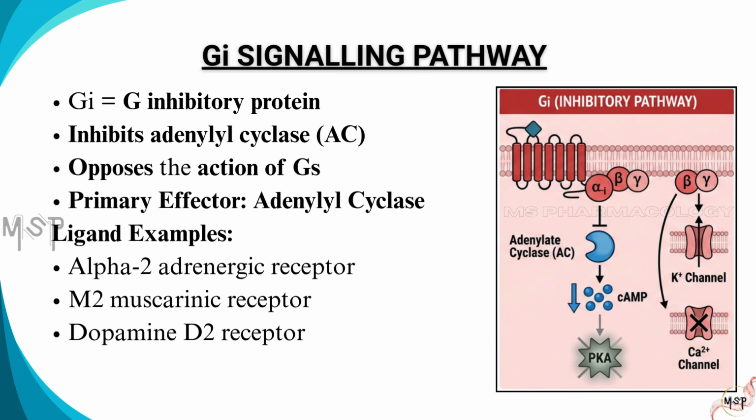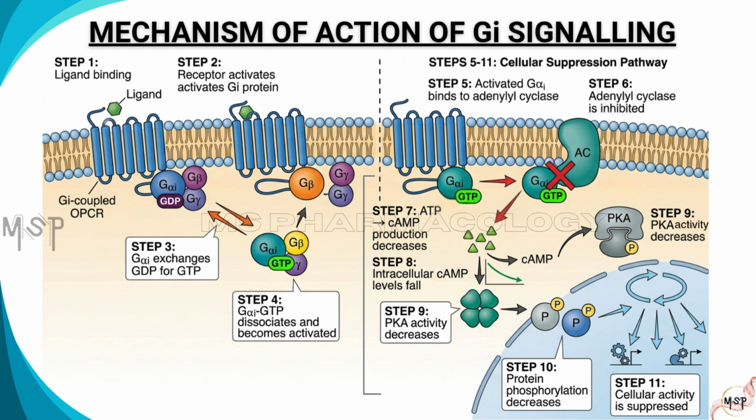While GS activates adenylyl cyclase, the GI pathway does exactly the opposite. GI stands for G-inhibitory protein. Like GS, it targets adenylyl cyclase, but instead of stimulating the enzyme, it inhibits its activity. Now, let's see the mechanism of GI signaling. The pathway begins when a ligand binds to a GI-coupled receptor.